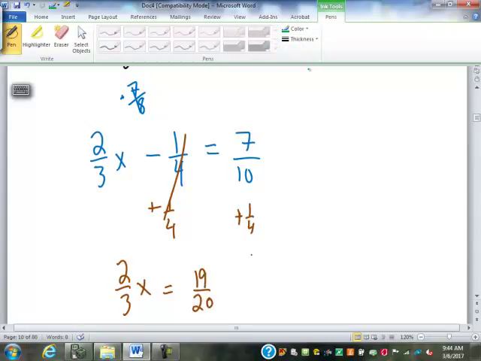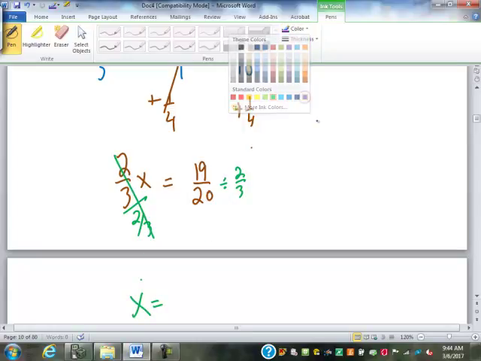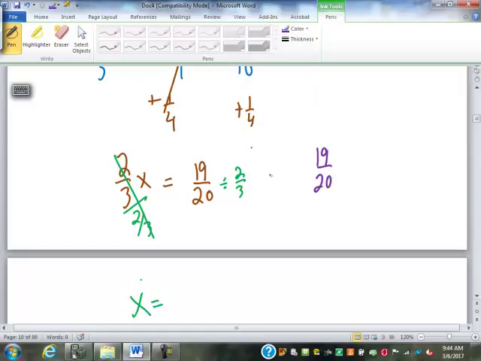And finally, divide by 2/3. So the 2/3 cancels out there. I have x equals 19/20 divided by 2/3, which is 19/20 times 3 over 2, which is 57 over 40, otherwise known as 1 and 17/40.